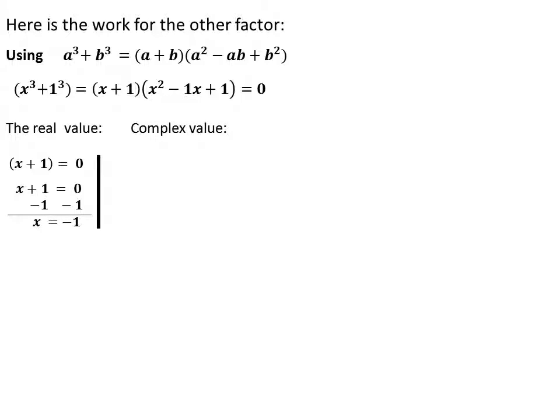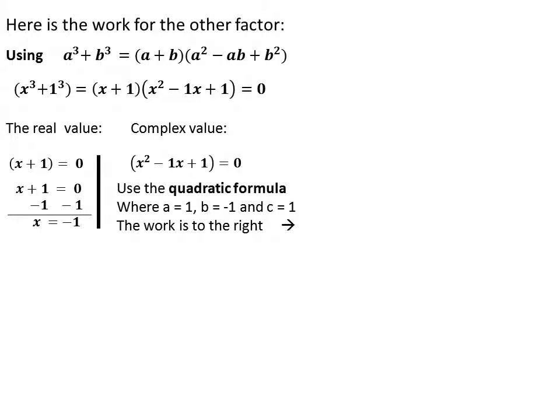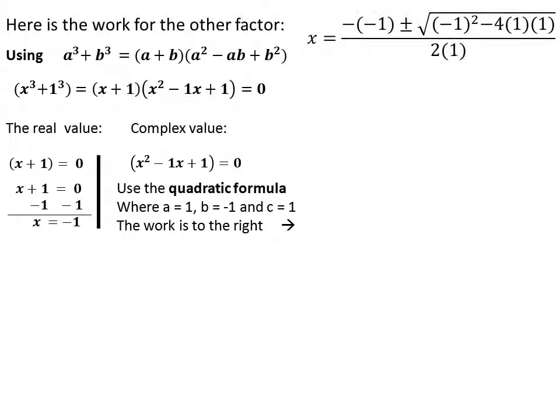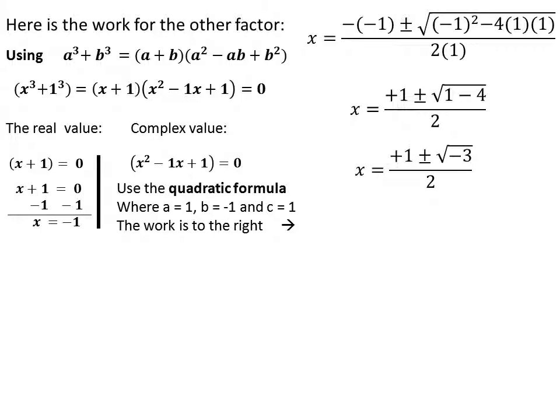For the complex value, the trinomial, set equal to 0, we once again have to use the quadratic formula. Here, a is equal to 1, b is equal to minus 1, and c is equal to 1. The work is to the right. Again, I'm showing you step by step the process of how to substitute in and work out the problem. As you can see, it is a nasty looking solution, but that's what this course requires, the skill and knowledge on how to do this.